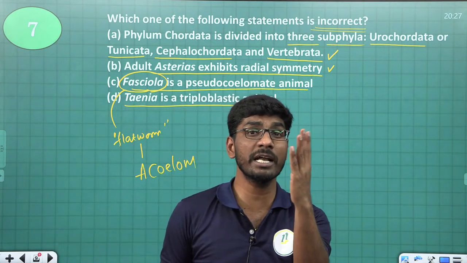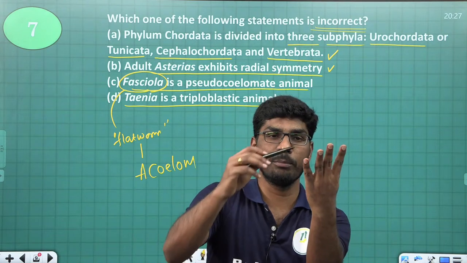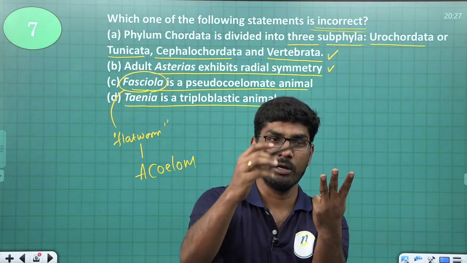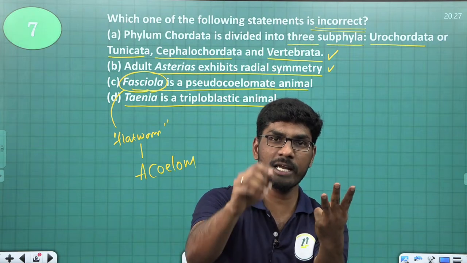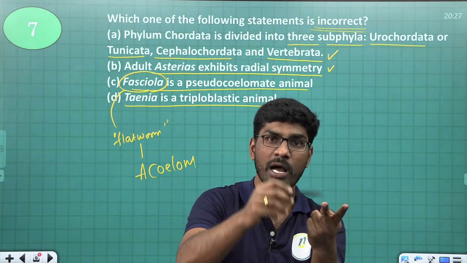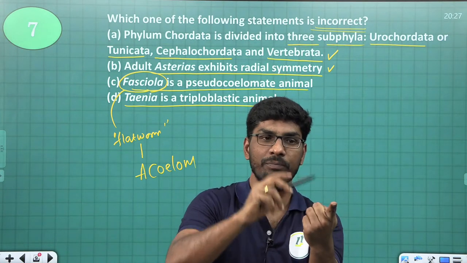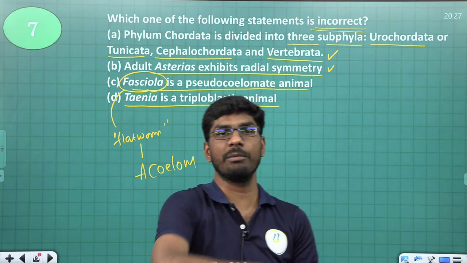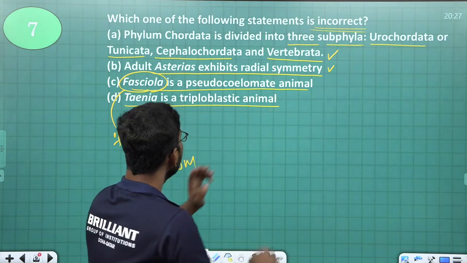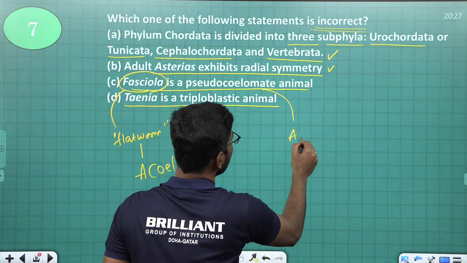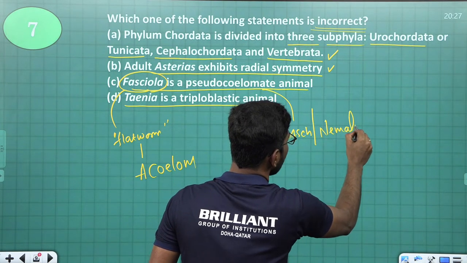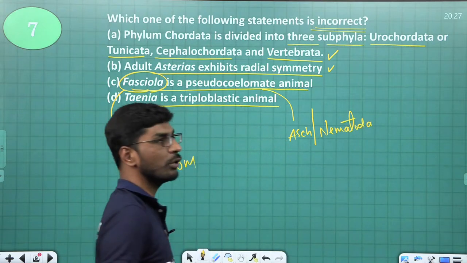How many phyla are acoelomate? Four. First to four. Porifera: no germ layers, no tissues, no coelom. Cnidaria: radial symmetry, acoelom. Ctenophora: radial symmetry, acoelom. Platyhelminthes: triploblastic, bilateral symmetry, acoelom. Remember. But they have given a pseudocoelom. Then who will show the pseudocoelom? Aschelminthes show the pseudocoelom. It is also known as nematoda. Nematoda show what, beta? Pseudocoelomate.